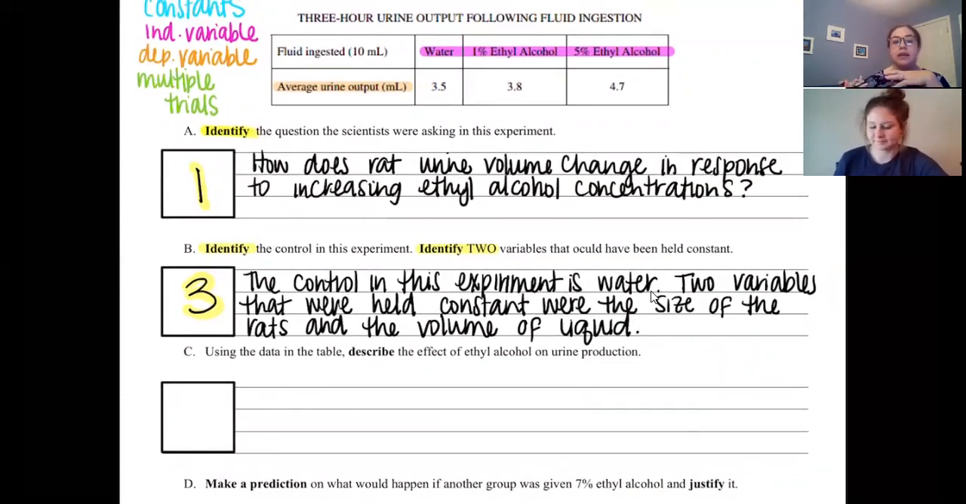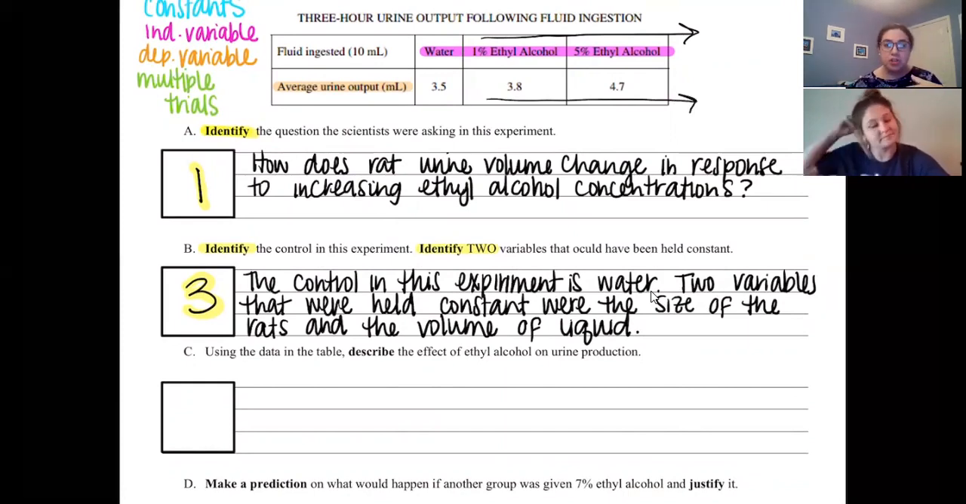So what I'm seeing is as ethyl alcohol goes from 1% to 5%, in other words, as it's increasing, the amount of urine that was produced also increases. And I think in your math classes, you call these direct relationships. Sometimes students will call them proportional relationships, but that's what looks like what's happening.